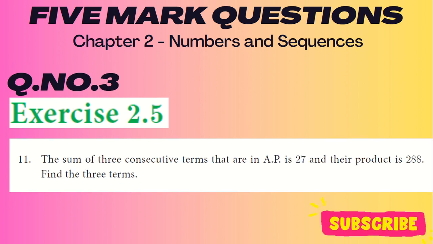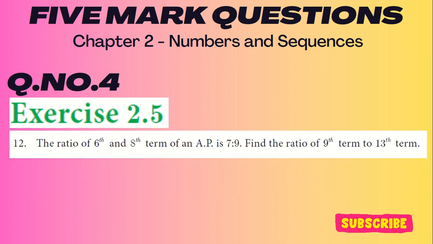Question number 3 is from exercise 2.5. The sum of 3 consecutive terms in an AP is 27 and their product is 288. Find the 3 terms, they say. So what you have to write is: the sum of these 3 consecutive terms in an AP is 27 and their product is 288. We only have to find the 3 terms. Let us go to question number 4.